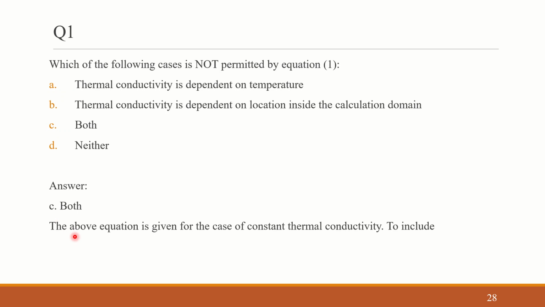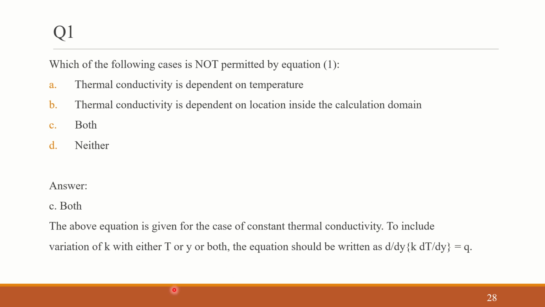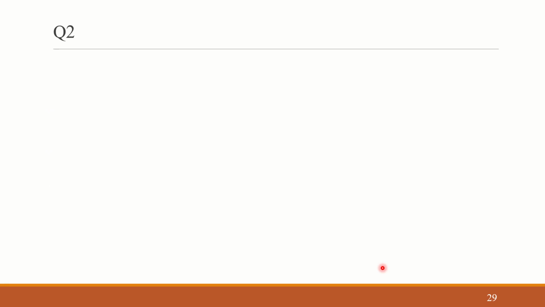Okay, the explanation is that the above equation is given for the case of constant thermal conductivity. To include variation of K with either T or Y or both, the equation should be written as d by dy into K dT by dy, that is, K comes inside the derivative, and it is equal to Q. We have not written the equation in such a form, because K is used as a constant in that equation, so K is not dependent on temperature or position. So I hope it is clear.